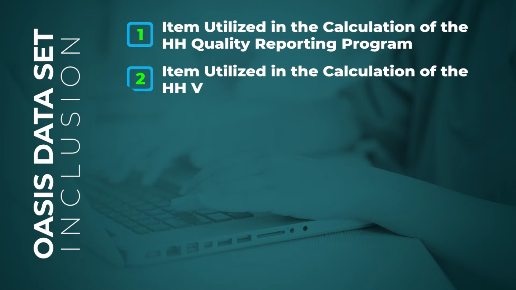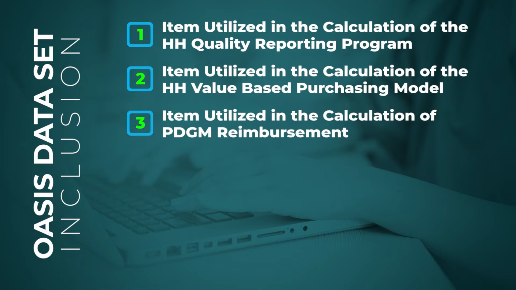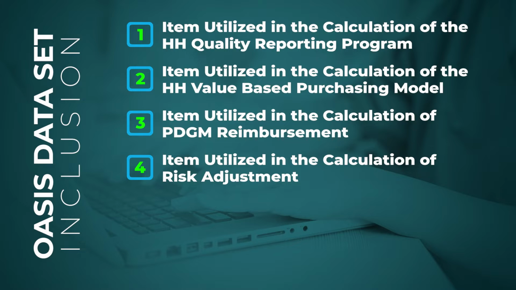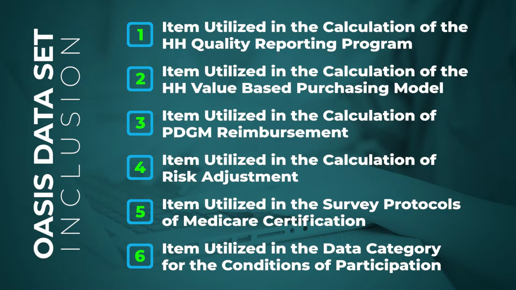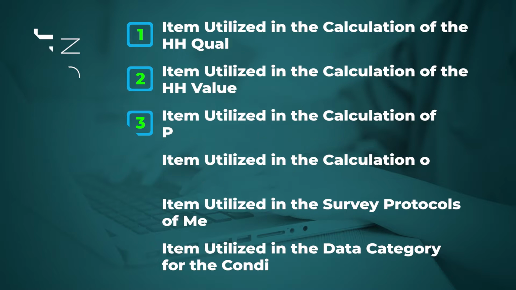Number 2, it could be utilized in the calculation of the Home Health Value-Based Purchasing Model. Number 3, it could be utilized in the calculation of PDGM reimbursement. Number 4, it could be utilized in the calculation of risk adjustment. Number 5, it could be utilized in the survey protocols for Medicare certification. And lastly, number 6, it could be utilized in the data category for the conditions of participation.